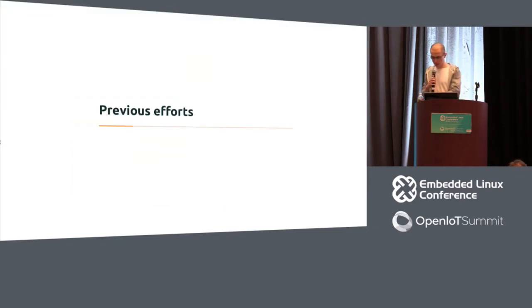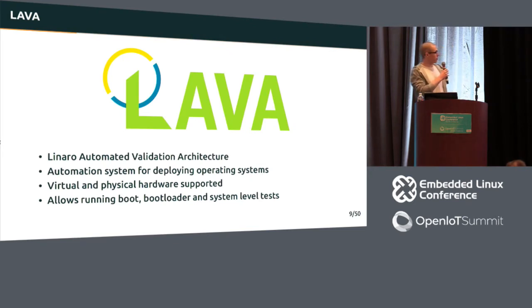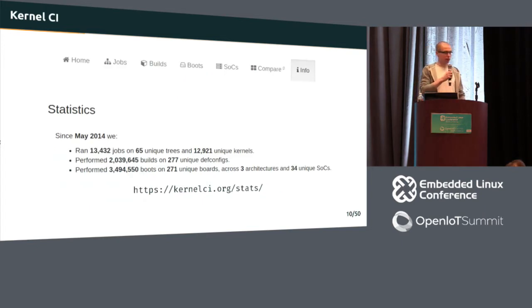But first, let me tell you which other efforts in this matter have been made so far. Starting with the software approach, the most notable software is, I believe, LAVA, which stands for Linaro Automated Validation Architecture, and it is a deployment system for embedded. It supports both virtual and physical devices and allows running a wide range of tests from boot and bootloader to system level, although some additional hardware might be required for that. It is used by various distributions like Automotive Grade Linux, but I believe an even more popular user of LAVA is KernelCI, with 3.5 million successful boots and counting.